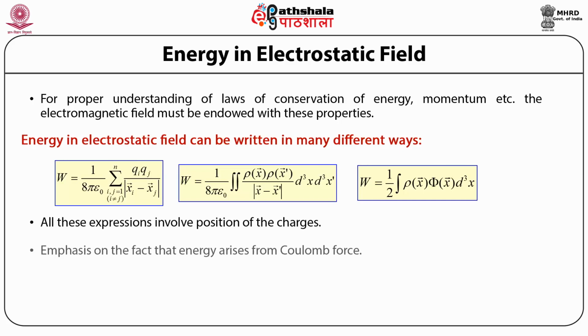And there is an emphasis on the fact that the energy arises from the Coulomb's force, because if you look at the third expression, then you see that you're using actually the Coulomb's electrostatic potential, while if you look at the first two expressions, then you use the Coulomb's force equation for finding out the energy of the electrostatic field. So the alternative way is to express the energy in terms of the electric field.